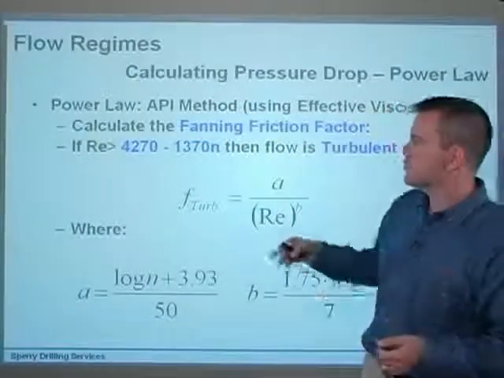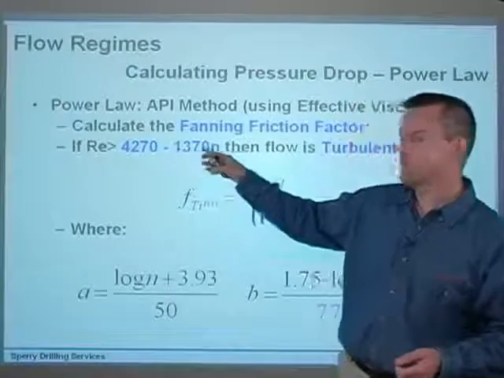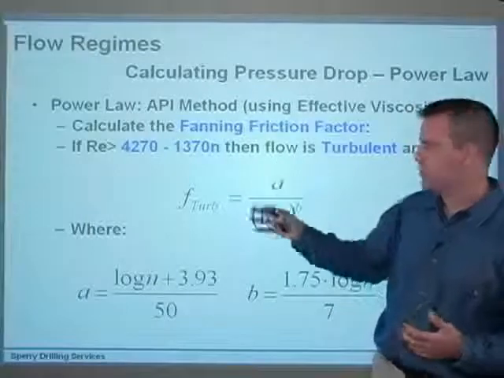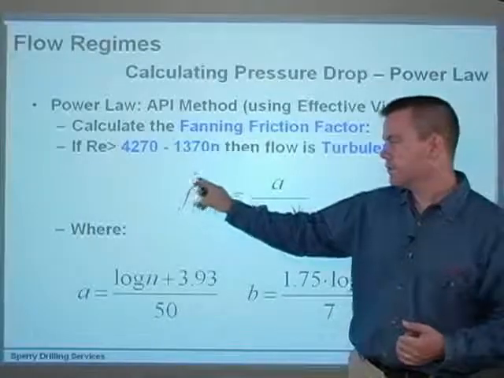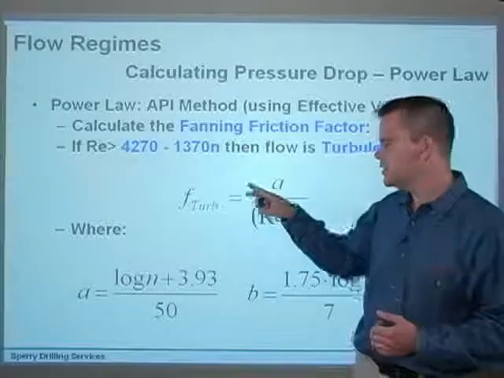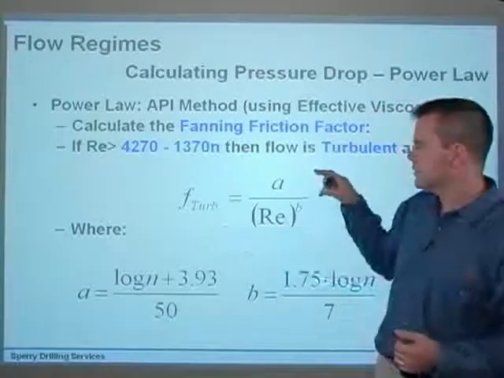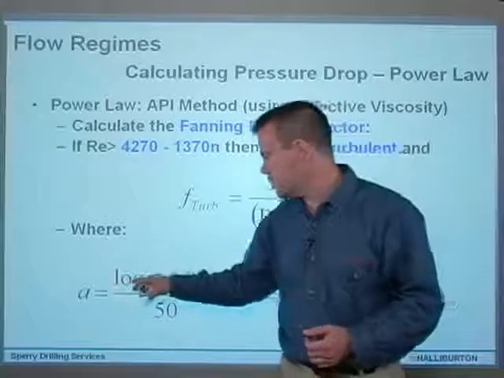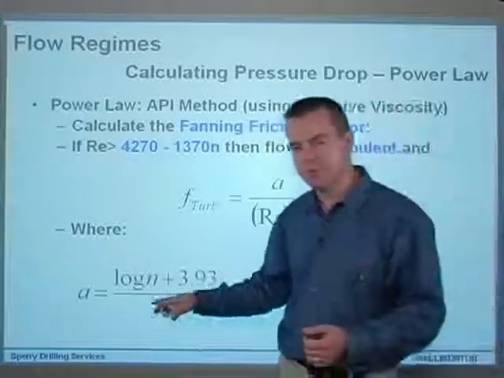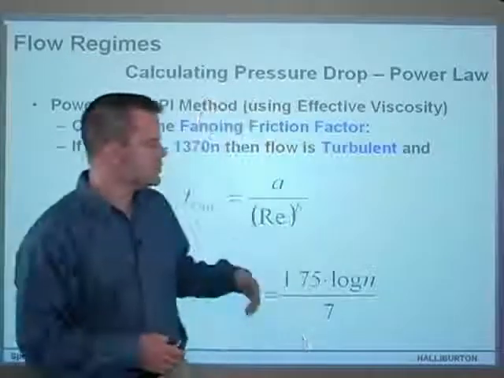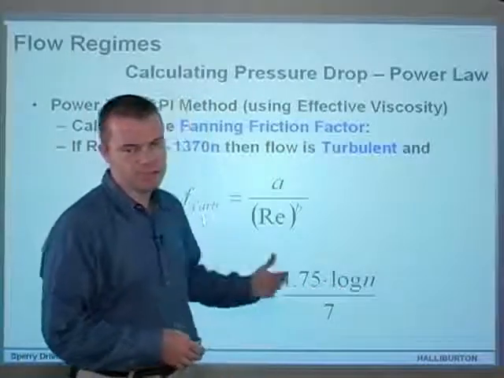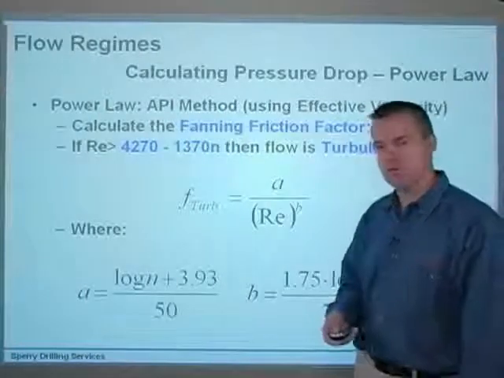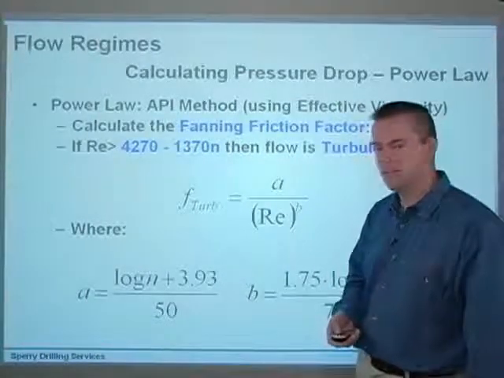So if Reynolds number is greater than 4270 minus 1370 times n, then the flow is turbulent. If the flow is turbulent, you use the fanning friction factor equation for turbulent flow, which is A divided by Reynolds number to the power of B. A is (log n plus 3.93) divided by 50, and B is (1.75 minus log n) divided by 7. I'm glad a computer actually does this for you. We used to have to work it out by hand, but not anymore, thankfully.